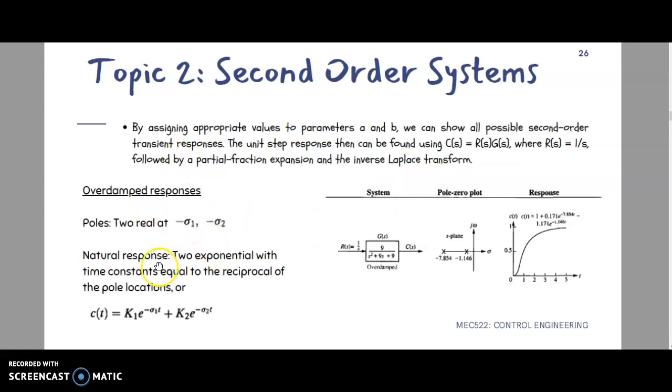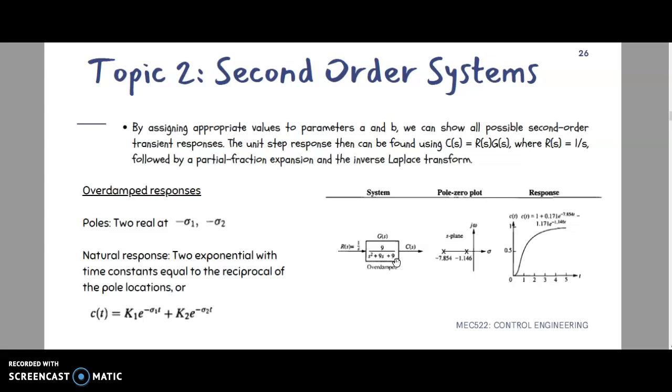Now we go to the first case, the overdamped response. For the overdamped response, there are two real poles on the real axis, S1 and S2. This is an example system: 9 over S square plus 9S plus 9.